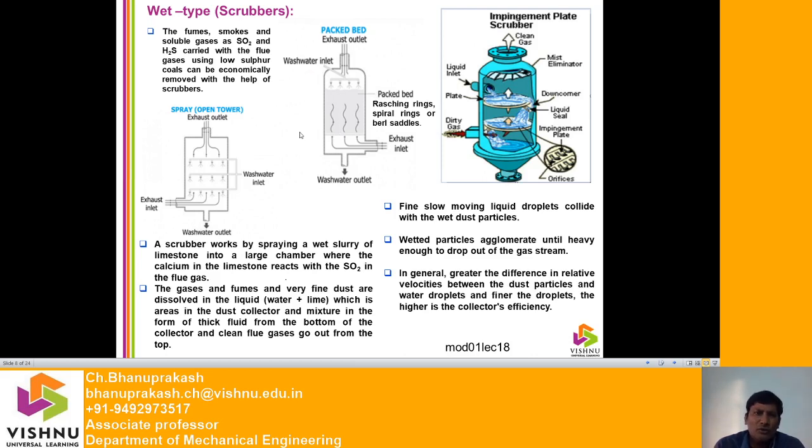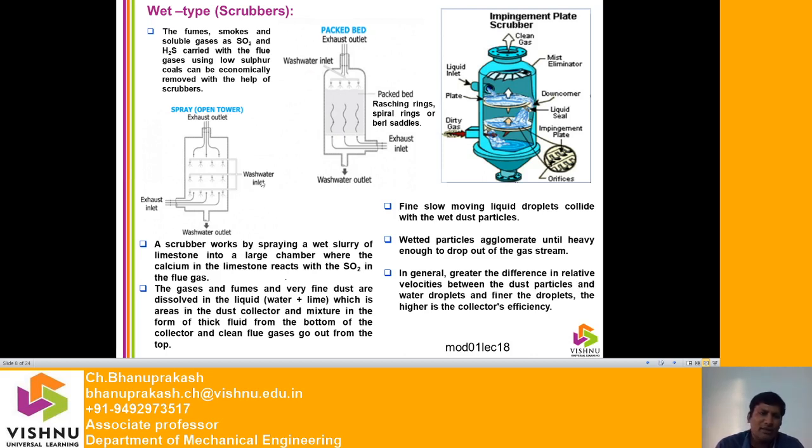What will it do? Generally, in the exhaust inlet, in the flue gases, what will be present? Fumes, smokes, and soluble gases. Along with the soluble gases, sulfur dioxide and H2S, hydrogen sulfide, will be carried in the flue gases. Generally, these types of scrubbers are used to remove lower amounts of sulfur dioxide. It will be removed with the help of these wet type separators or scrubbers.